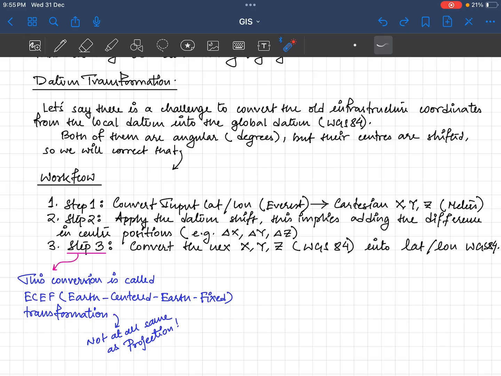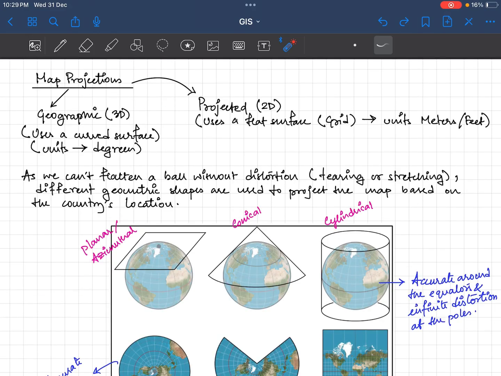And this is different from projection. We will come to this point as well. The word projection is different, and it should not be confused with transformation. That's the most important point here. Now let's talk about map projections. First we need to understand the difference between a GCS and a PCS.